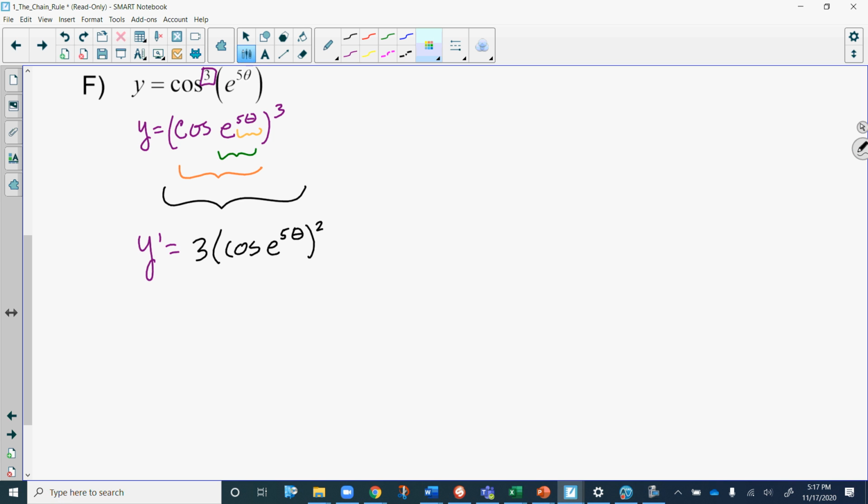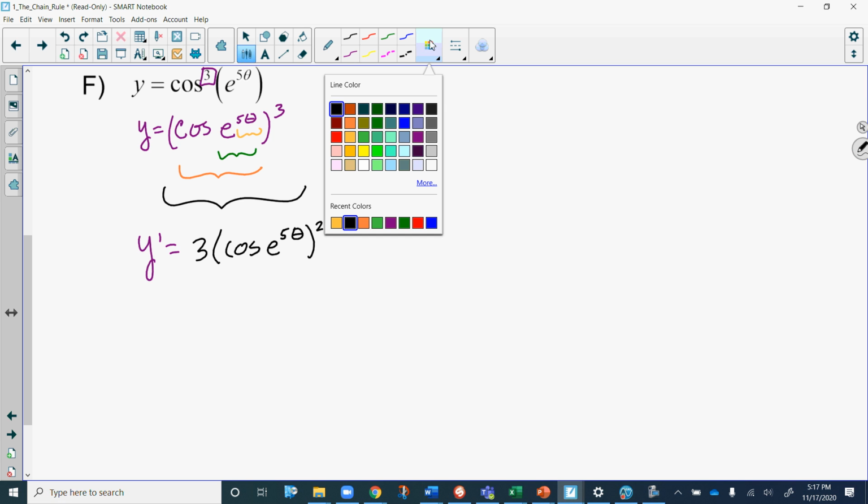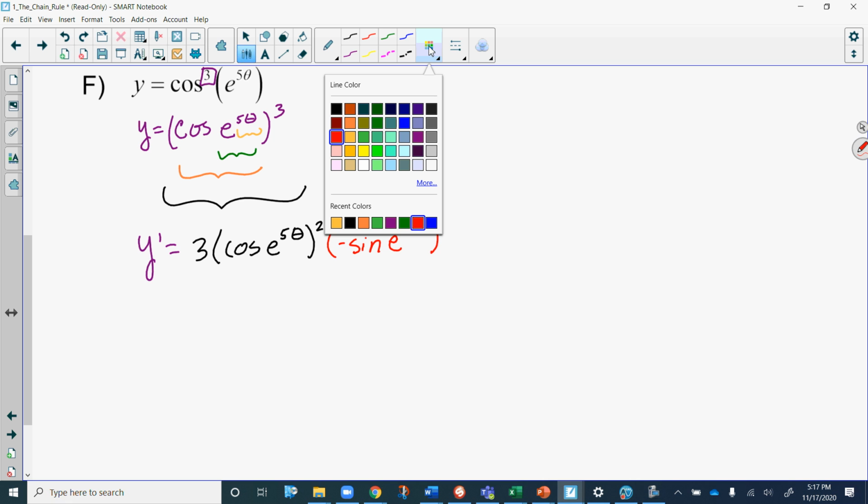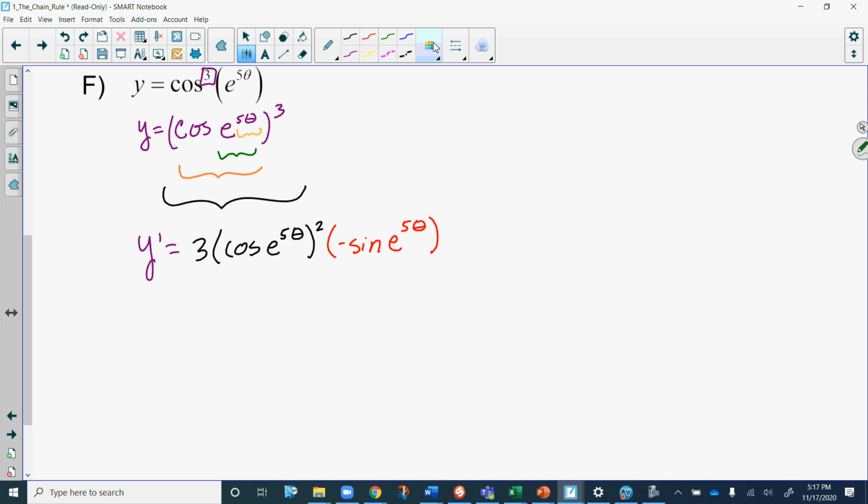Now I'm going to take the derivative of the inside bit, which is just the cosine e to the 5 theta. Well, the derivative of cosine is going to be negative sine, so I'm going to get negative sine e to the 5 theta. Now we take the derivative of e to the 5 theta itself, and e to the 5 theta itself is just e to the 5 theta.